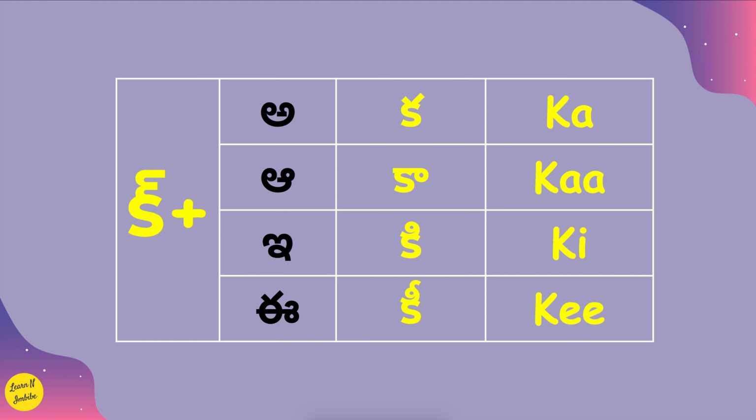The first set: ik plus a, ka, kaa, ka, e, ki, kee, ki. Now let's see the examples.